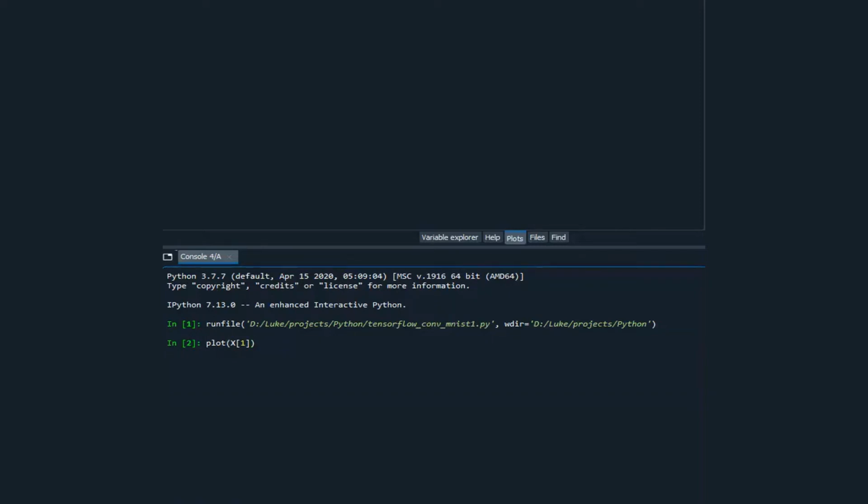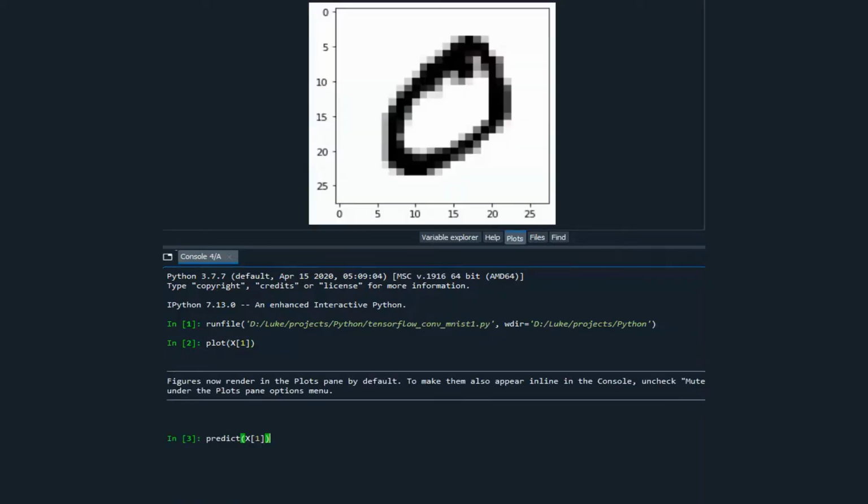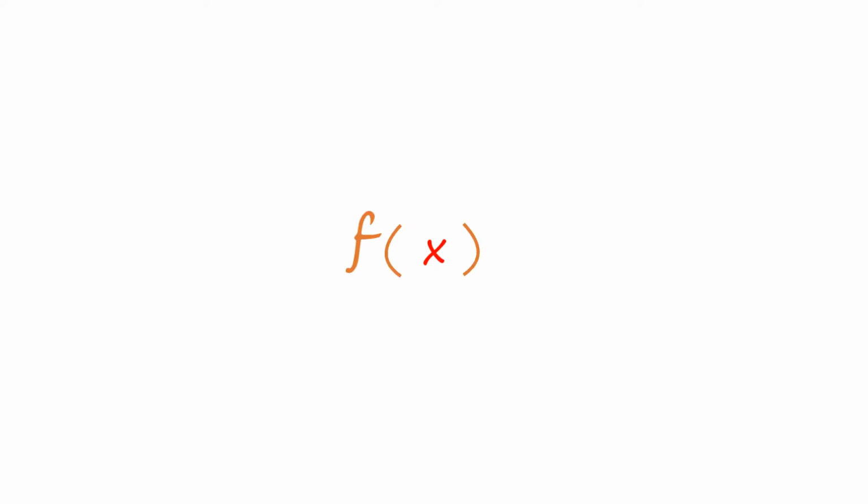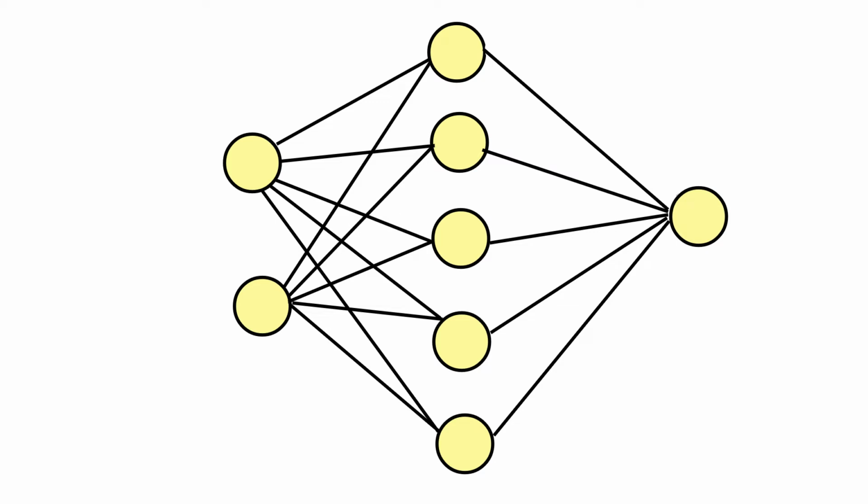Deep learning is a new field in AI that promises to revolutionize the world as we know it. Deep learning strives to solve an optimization problem. It relies on the principle that almost everything can be described as a complicated mathematical function. Deep learning uses neural networks.